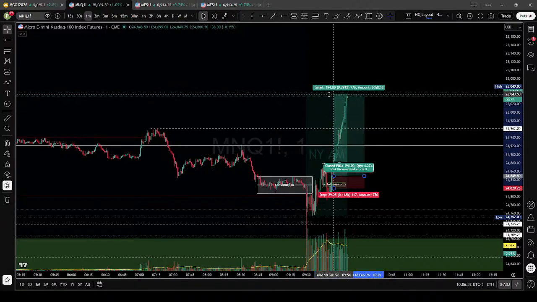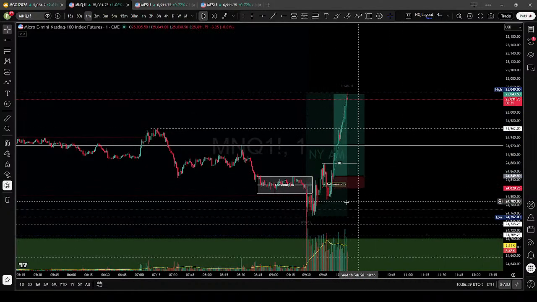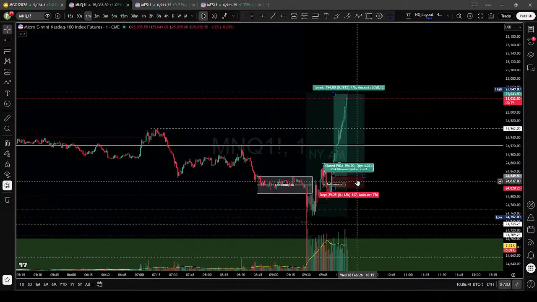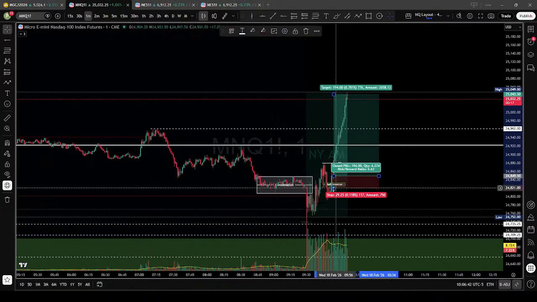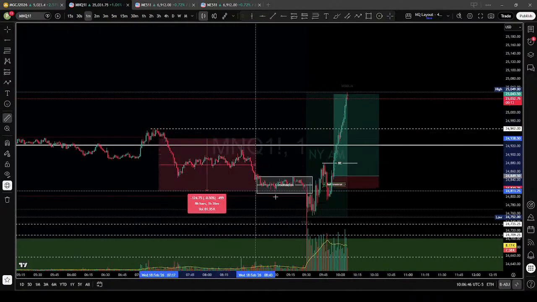200 points, 194. Easy trade. This was a good trade, good setup, but the reason why we did not enter was FOMC, and it was chopping for a long period of time.